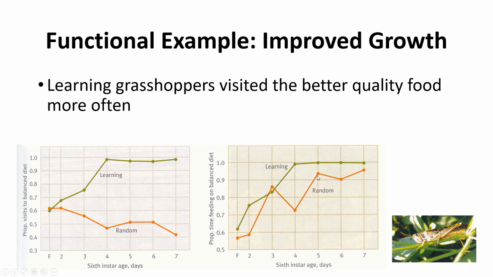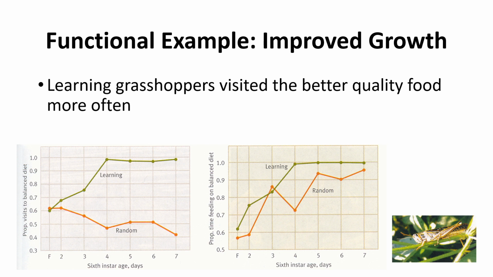So even the random group, when they found that balanced diet plate, they spent more time there eating that food, but because they didn't know which side to go to or which color to go to or which smell to go to, it took them longer to figure out which plate they should be going to get the best food.